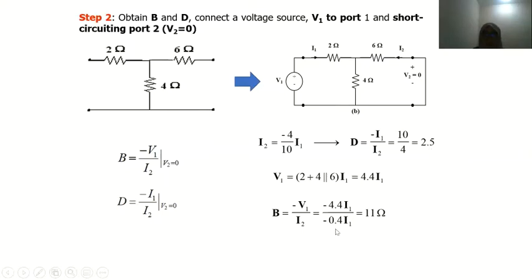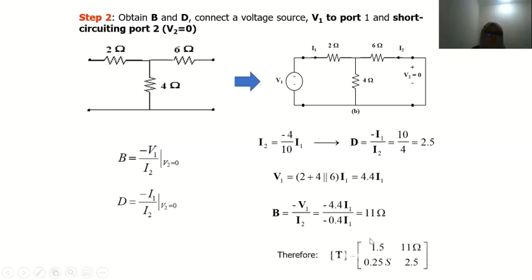You substitute your I2 with your I1 terms, where minus 4 divided by 10 I1 is your I2. Then you can get your V1 in terms of your I2, and you can cancel your I1 here. So you can straight away get your B equal to 11 ohm, because your B is V divided by I, and V divided by I is your Z. Z has ohm units.